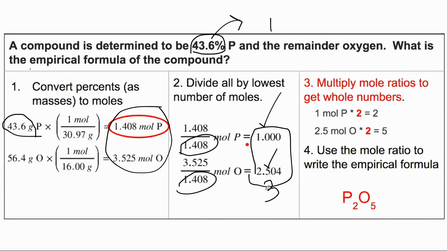I can't do that because it's a 2.5, and ratios or formulas cannot be played with by just adding up that amount of the elements. So what I'm going to do is multiply these numbers, one mole of phosphorus and 1 mole of oxygen, with 2 or any number that would give me whole numbers. Okay, so that's why I multiplied it with a 2, and now I have whole numbers.